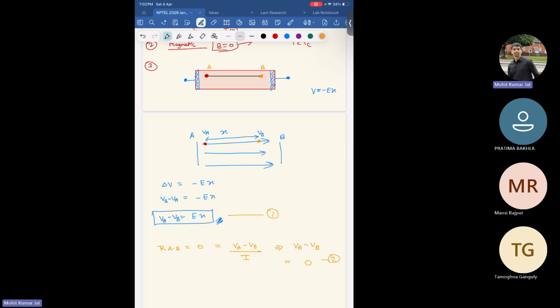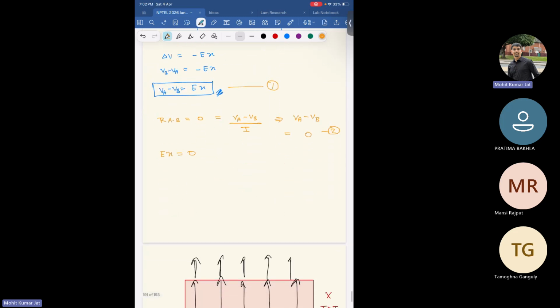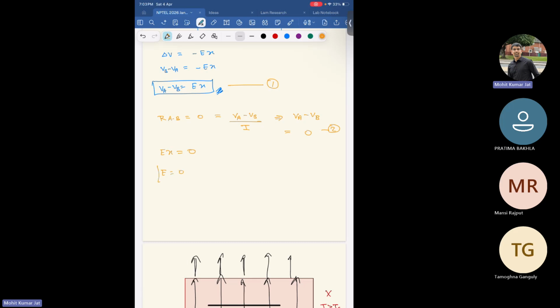If I substitute equation 2 into 1, what will I get? Ex equals 0. And what does it mean? E is equal to 0. So in a superconductor, your resistance is 0, your E is 0, and your B is 0. You don't need an electric field to drive the motion of the electrons in a superconducting state. That's what it means. And B is 0 because of the Meissner effect. Are you with me on these equations?